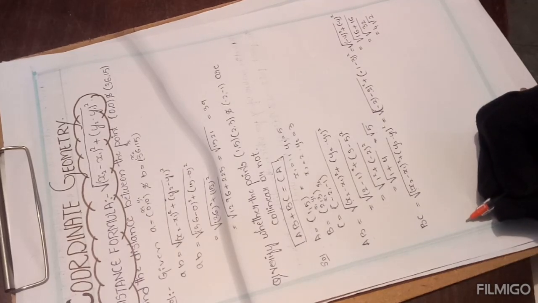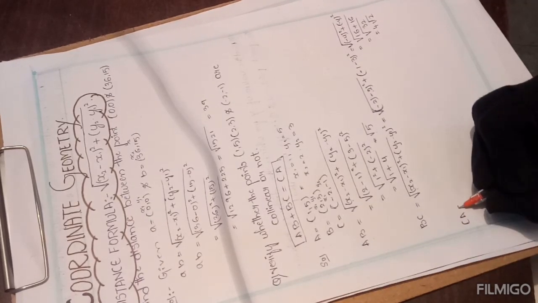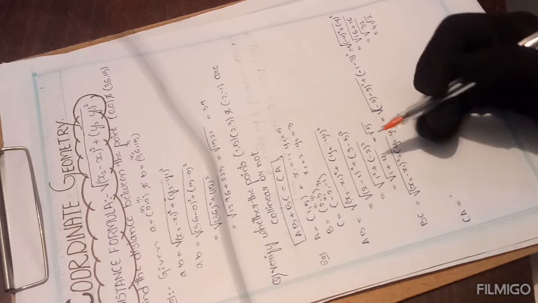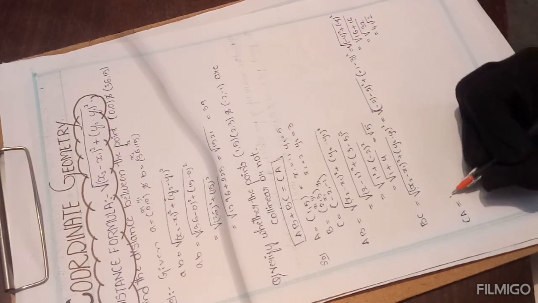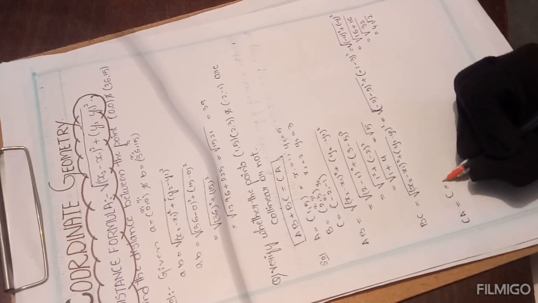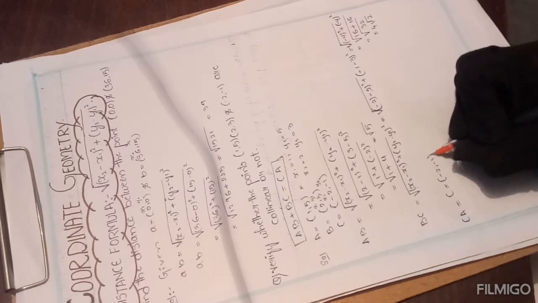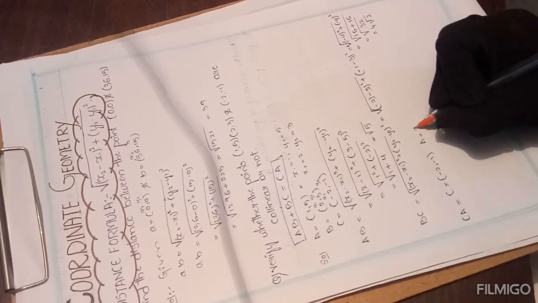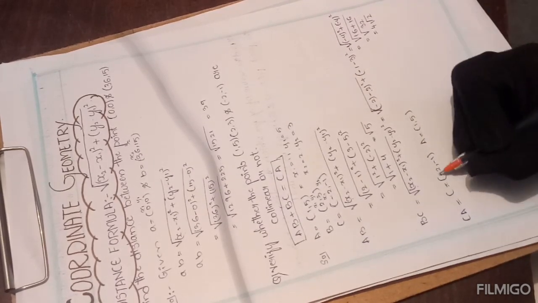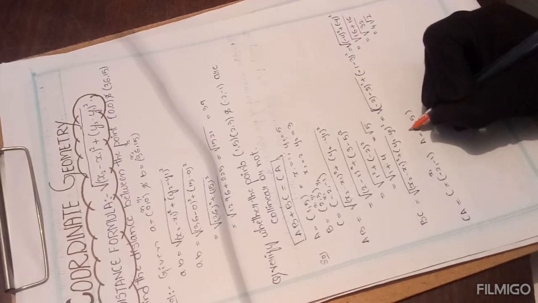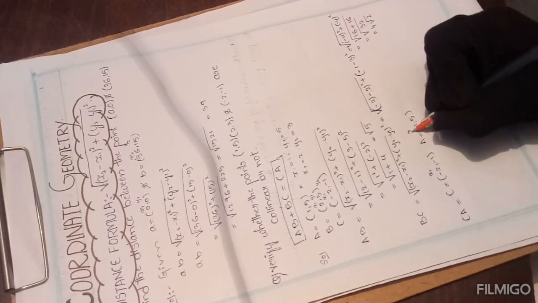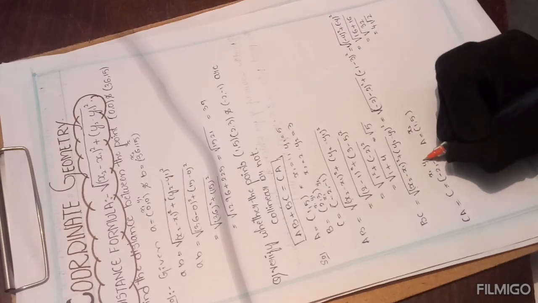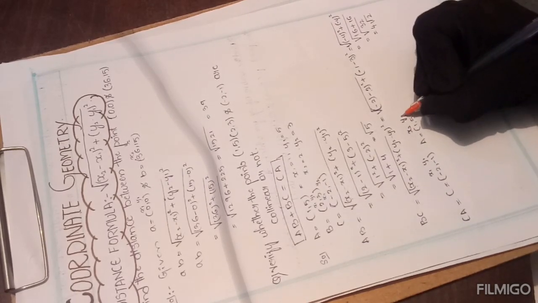Now we find the distance CA. If we want to find the distance CA, the coordinate of C is (-2, -1) and the coordinate of A is (1, 5). Minus 2 is considered as x1, 1 is considered as x2, minus 1 is considered as y1 and 5 is considered as y2.